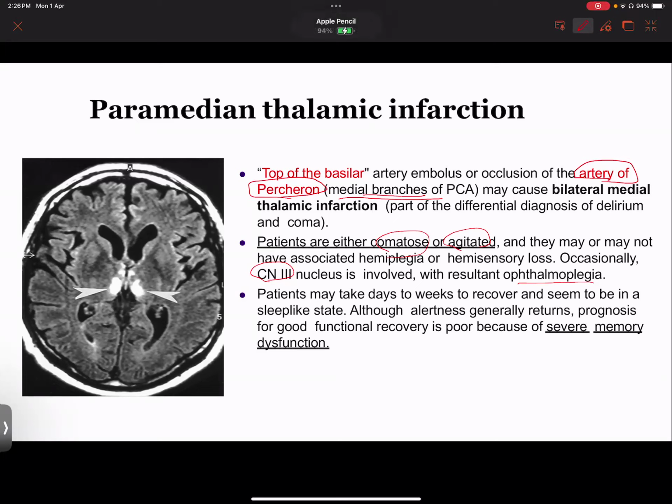So, in summary, in paramedian thalamic infarction, we have an embolus or an occlusion of the artery of Percheron, which is basically the medial branches of PCA. We're going to have bilateral medial thalamic infarcts, and these cause the patients to be either agitated in a delirious state or comatose, and they might have hemiplegia and hemisensory loss. But most importantly, the cranial nerve number 3 nucleus is going to be affected, resulting in ophthalmoplegia. Other than that, their alertness is going to come back to normal, but they're going to have permanent memory dysfunction. That's why the prognosis usually is poor.